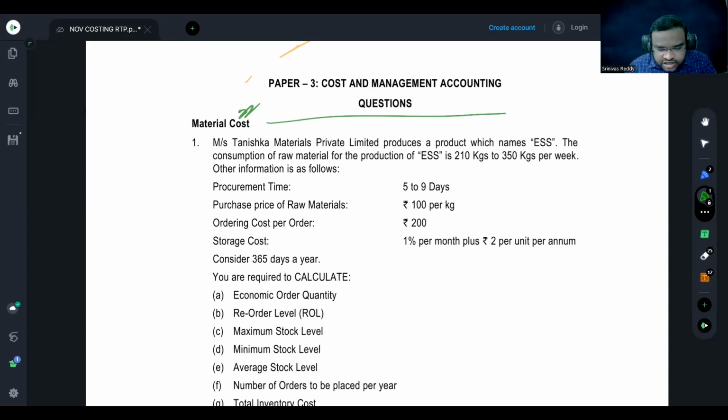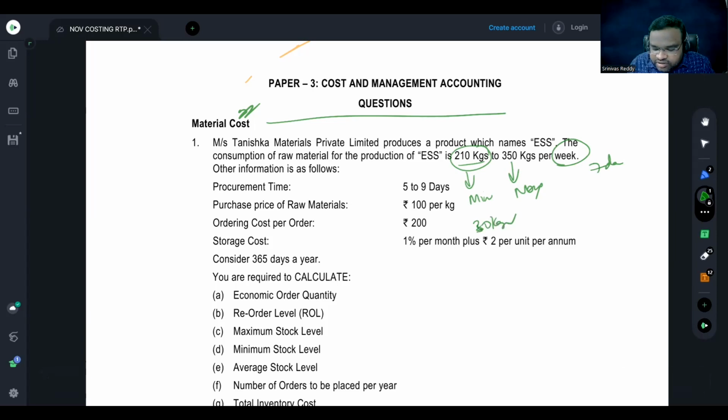Mrs. Tanishka Materials Private Limited produces a product named ESS. The consumption of raw material for the production of ESS is 210 kgs to 350 kgs per week. 210 kgs is the minimum consumption, 350 kgs is the maximum consumption. Now, 210 kgs per week, 7 days. What is the minimum consumption per day? 210 divided by 7, 30 kgs.